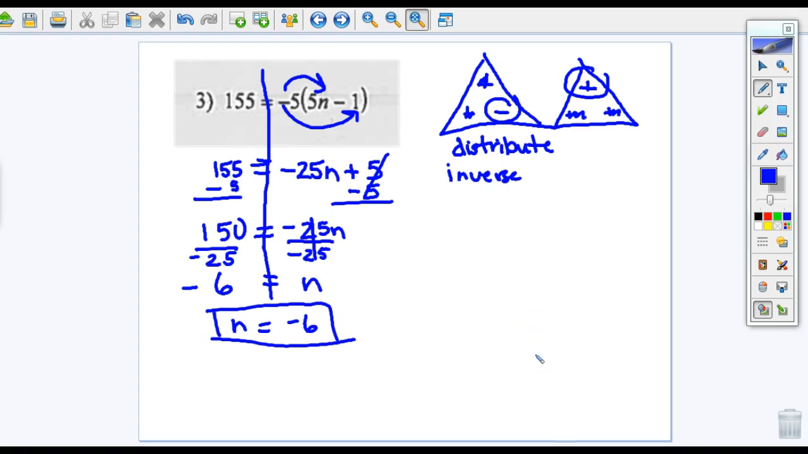Hopefully you were able to follow along. We're going to do one more. I'd like for you to try the next one on your own. So push pause when we go over to the next screen. Try to solve it and then hit play, and I'll solve it with you, and hopefully you did what I did.